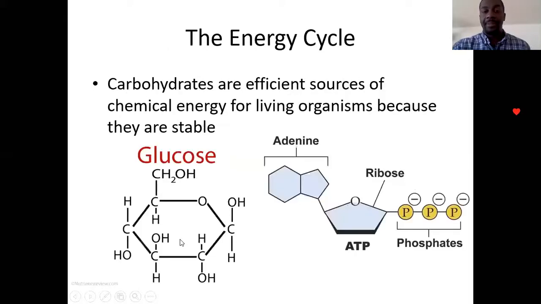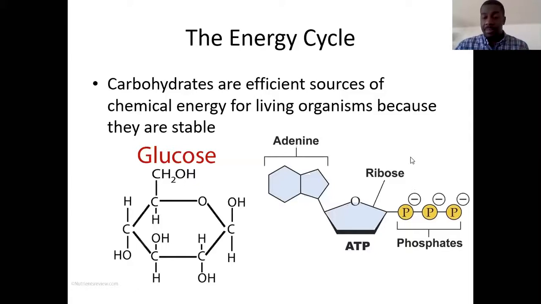All right, perfect. Okay, so that's going to bring us to the energy cycle. Plants go through this whole extensive process of producing carbohydrates as an energy source. Why would it make sense? We're going to talk about why we store energy as glucose rather than as ATP. Glucose is a really good energy storage molecule because it's very stable.